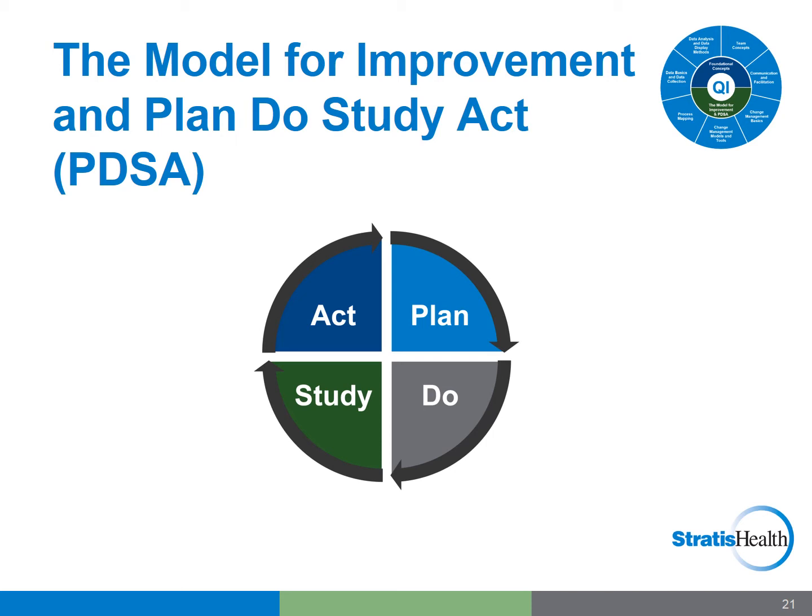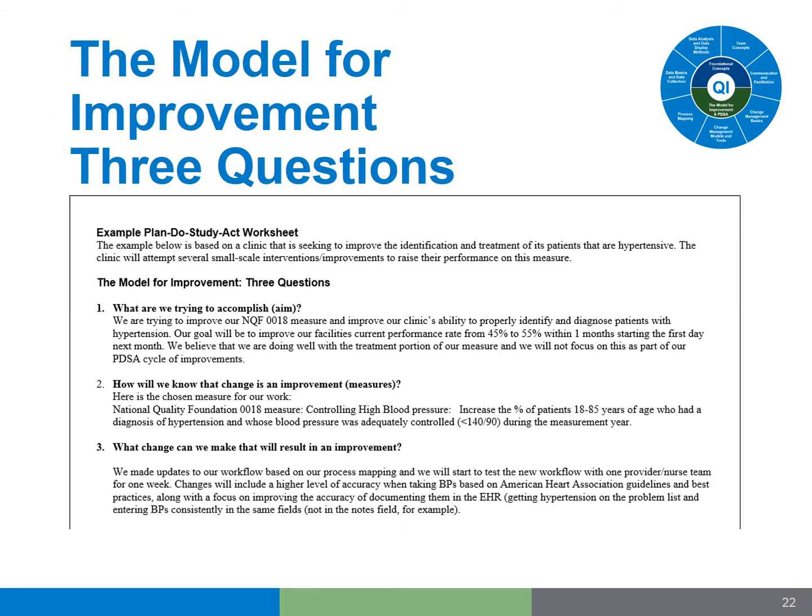2. How will we know that change is an improvement? Measuring the baseline or current performance provides context for the changes made. 3. What change can we make that will result in an improvement? Are we confident that our improvements will help us achieve our goals? Let's now answer the 3 questions for our hypertension example. The clinic responded to the 3 questions as follows.